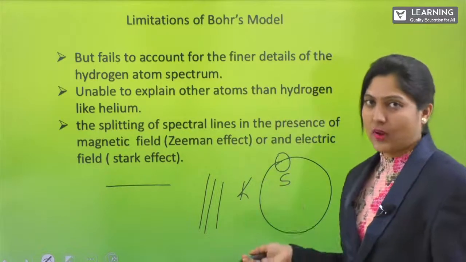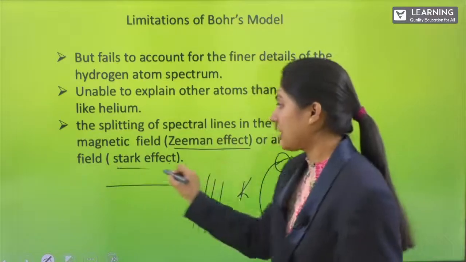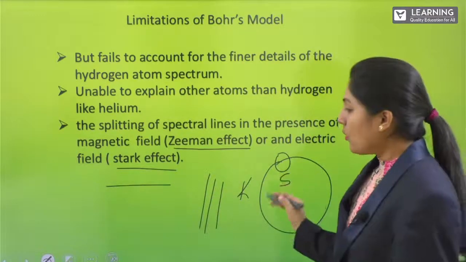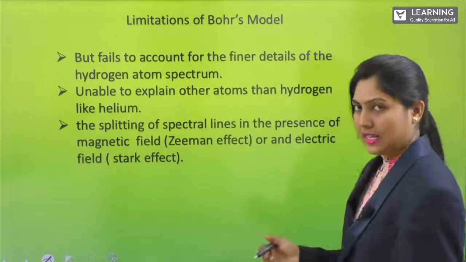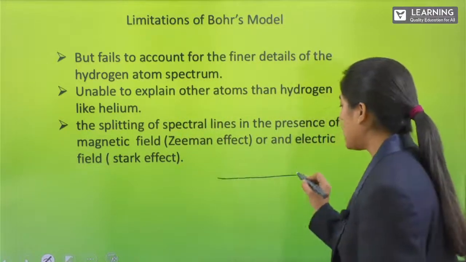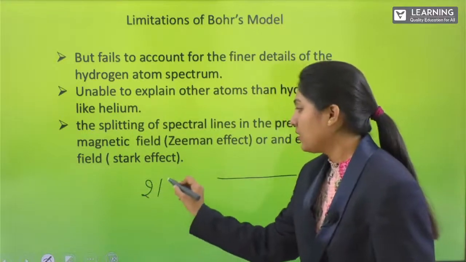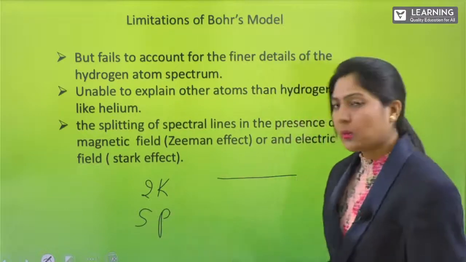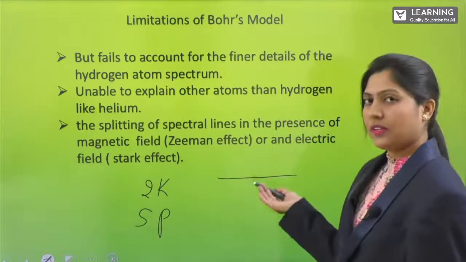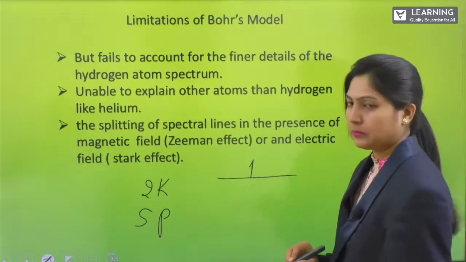That we'll study in quantum mechanics. Before that, you need to know what the Zeeman effect and Stark effect are. In the Zeeman effect, if I take the S and P orbits, for example, the second shell will have an S orbit and a P orbit. The S orbit, whether in a magnetic field or not, will have only one orbit.